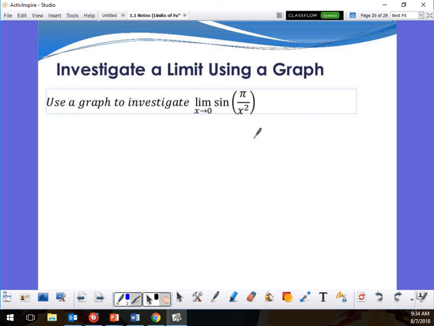So we throw this in the handy dandy graph, and then you have to look at the graph. Or what else could I use if I can't tell from the graph? Table. Sorry. I would use a table, right? I would approach it from both sides using a table to see what it gets, right? Okay, so star that one.